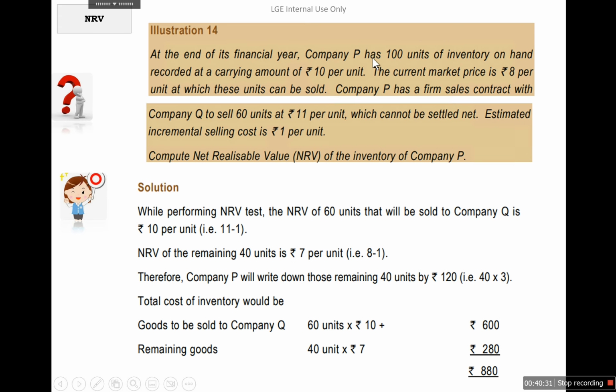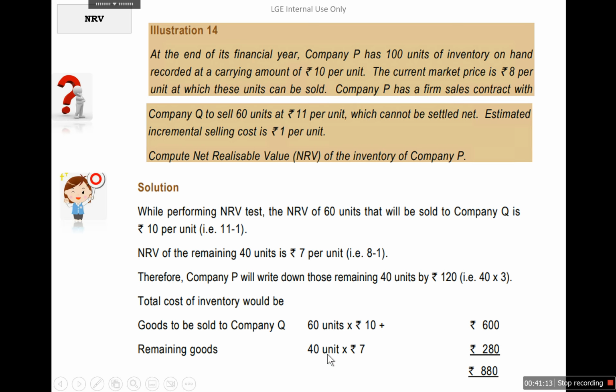At the end of the financial year, company P has 100 units of inventory on hand, recorded at a carrying amount of 10 rupees per unit. The current market price is 8, at which the unit can be sold. P Limited has a firm sale contract and it can sell 60 units at rupees 12. So for the 60 units, it has a firm contract at 12, that is greater than the carrying amount cost of 10. So for 60 units, it is not supposed to book a devaluation, although the current market price has reduced to 8, because it has the firm contract and the inventory can be realized at a rate of 11 for the 60 units.